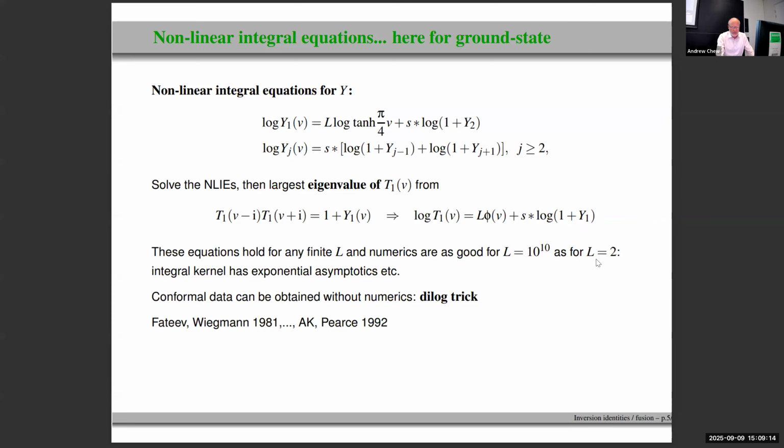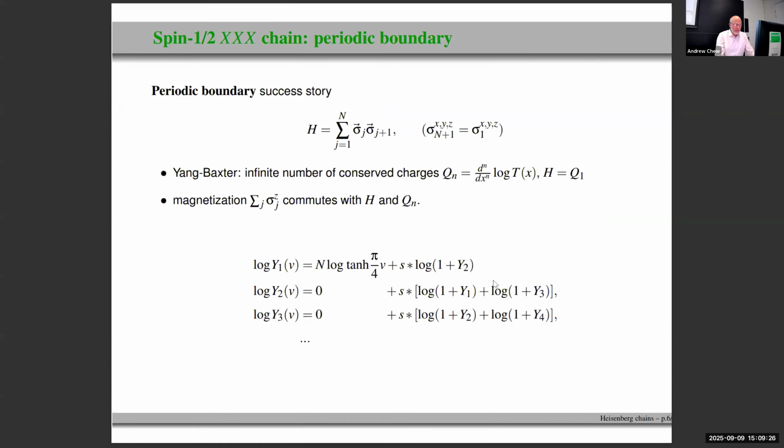By the way, in the course of my talk, I frequently change from L to N. So system size could be L, the length, or N, the number of sites. So don't be confused. Okay, I'm interested here in the spin-1/2 XXX chain.